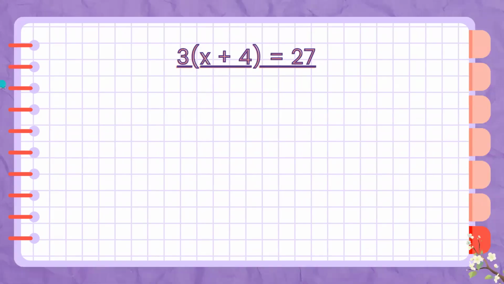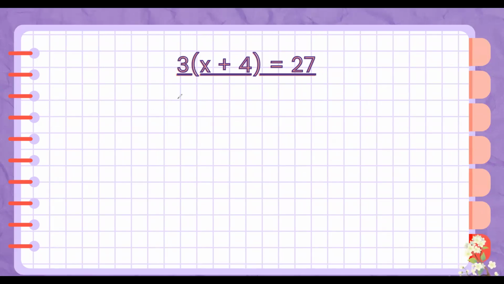Now let's see another equation. 3 times the bracket x plus 4 equals 27. Now what should we do here? We should apply the distributive property. We can't just leave it as it is. We have to simplify the brackets, as it is step number 1 to solve linear equations in one variable. So how do we simplify the brackets? 3 will be multiplied with x, which will be 3x. Plus, when 3 is multiplied with 4, it will be 12. So 3x plus 12 will give you 27.